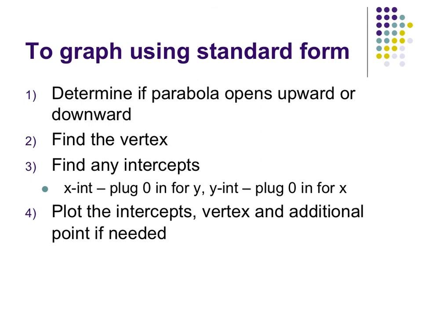All right, so now that we have it in standard form, because eventually we're going to go into quadratic form. To graph using standard form, we're going to look at it first, determine if it opens upward or downward. So we look at the A, is it positive or negative? Find the vertex. You can either use your equation or you can shift it and find it. Find any intercepts. So this is good practice because you're going to have to do this on your test, right?